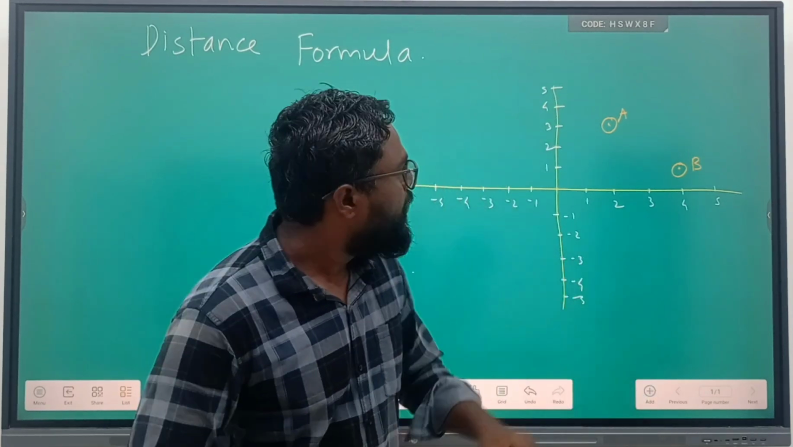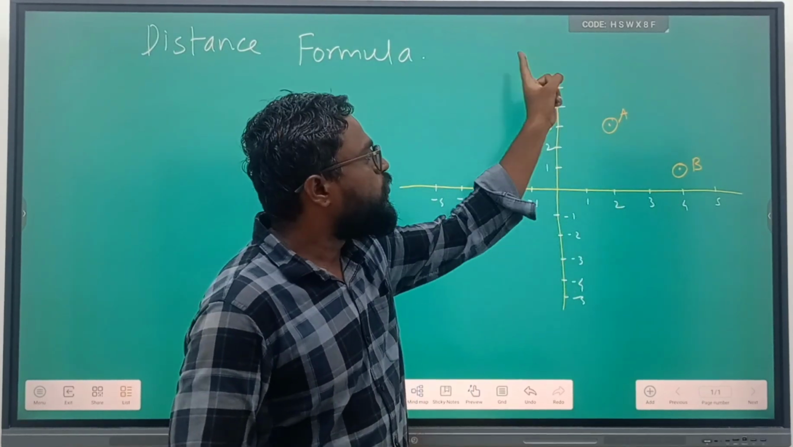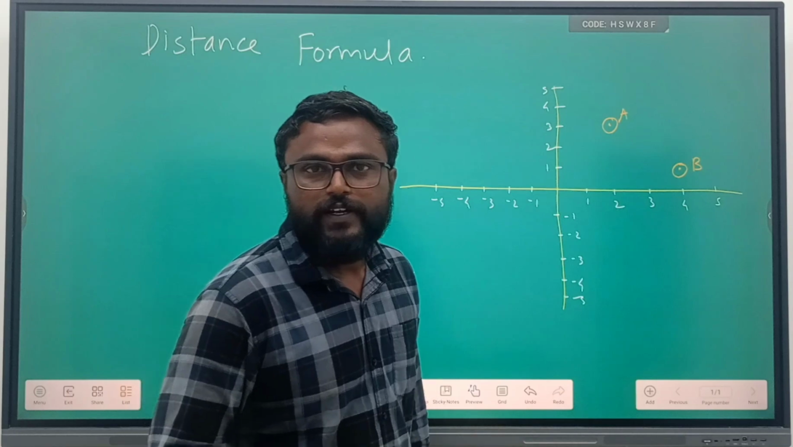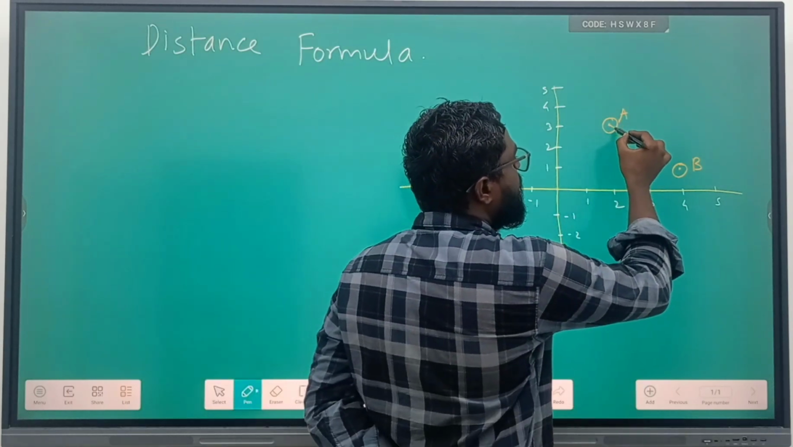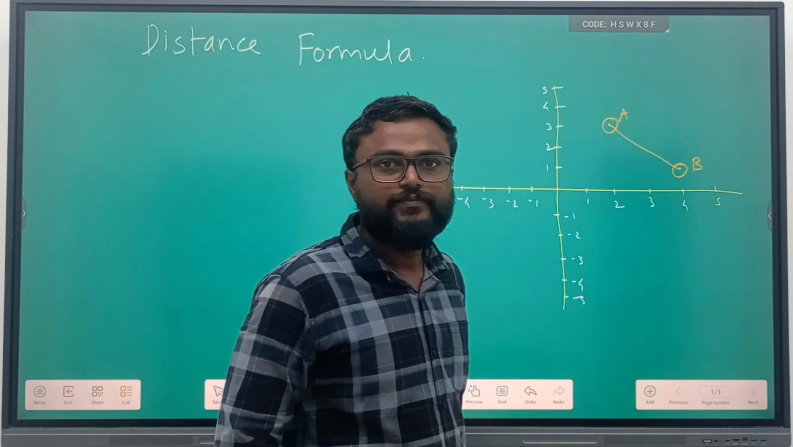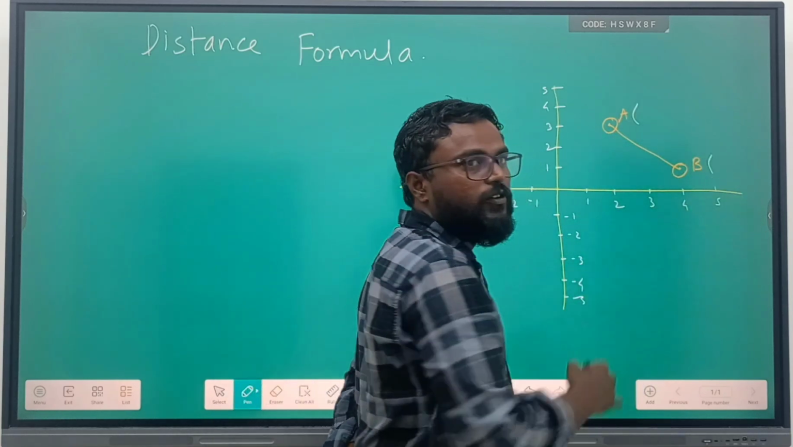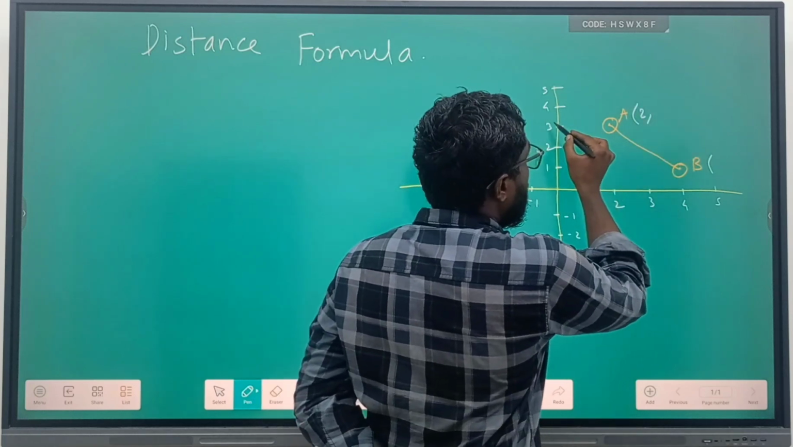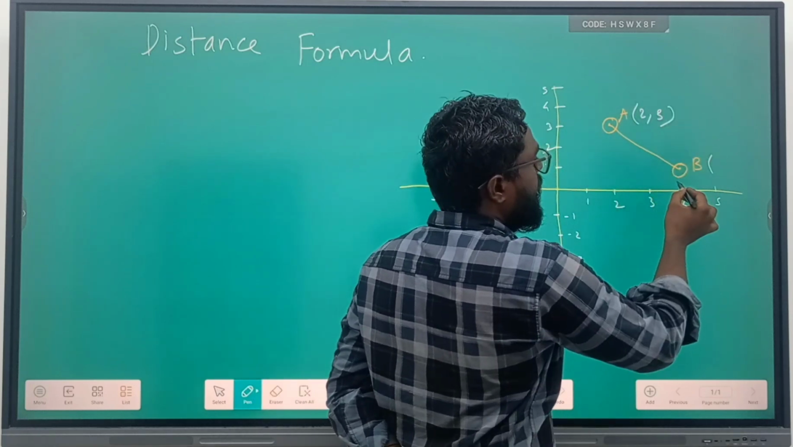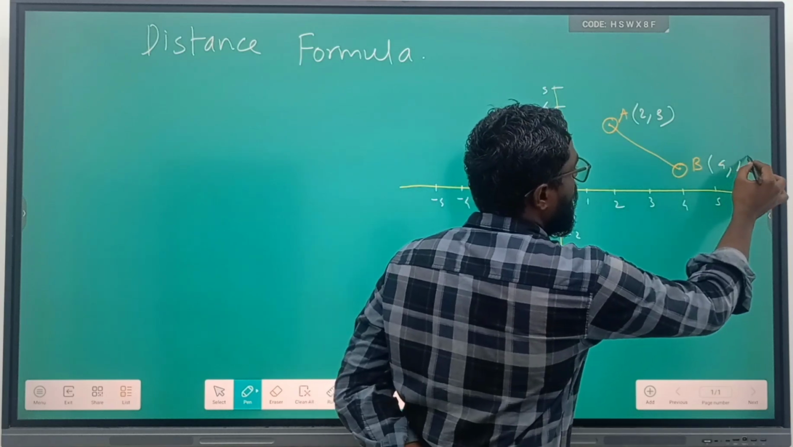Now, for your reference, I have taken this point A over here and point B over here. I want to find the distance between these two points. First, I'll connect these two points. Then I will find the coordinates of A and B. For A, the x coordinate is 2, the y coordinate is 3. For B, the x coordinate is 4, the y coordinate is 1.